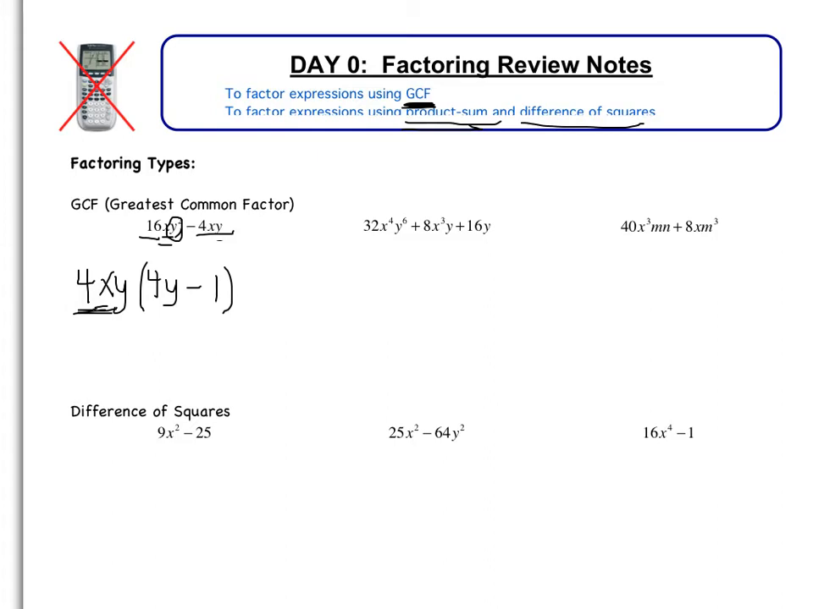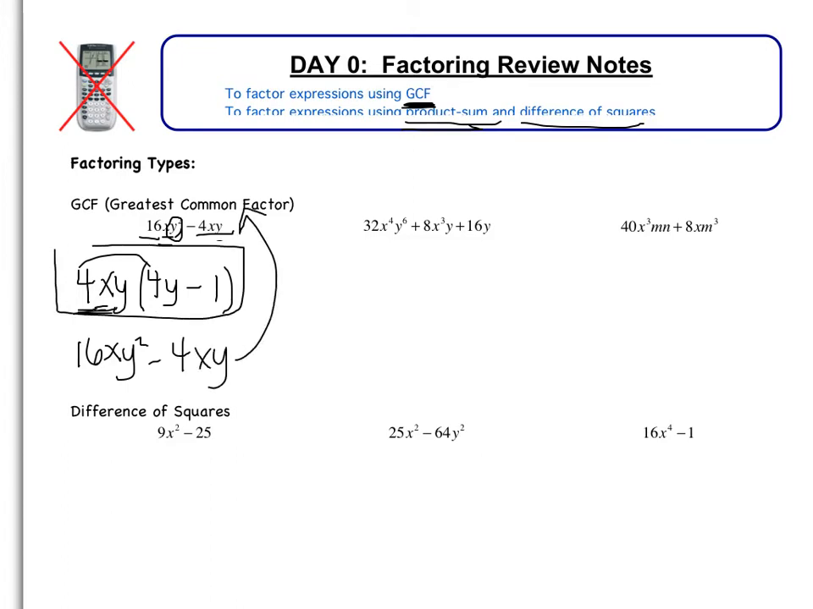Now to check my answer, I just need to multiply out again. 4 multiplied by 4 gives me 16, so I get 16xy squared minus 4xy, which is what I had originally. So this is my answer. Let's do one more together just to make sure.